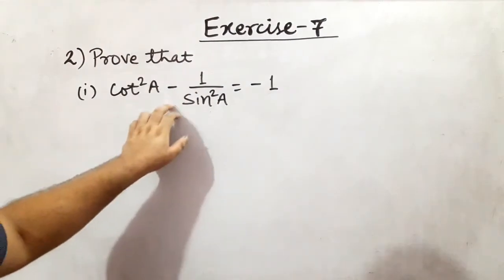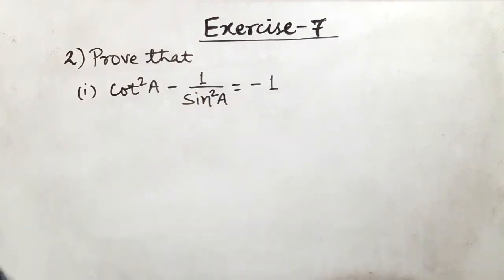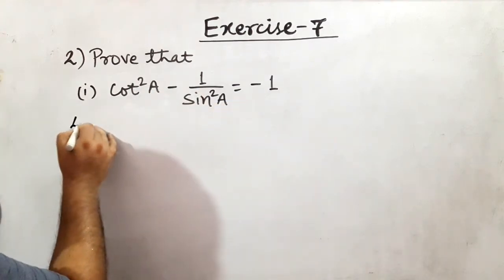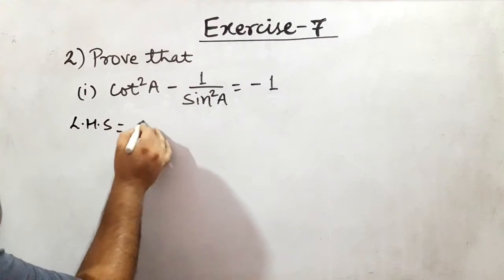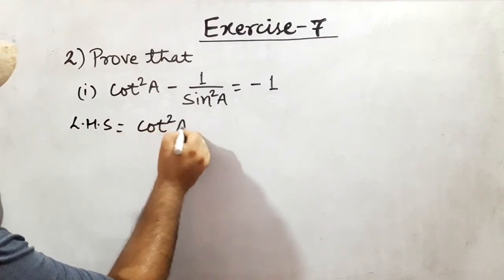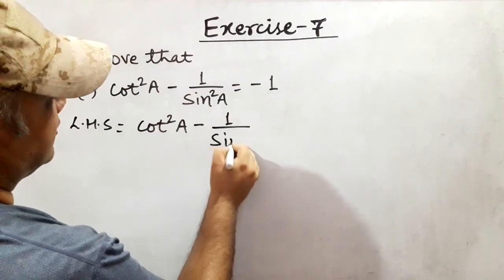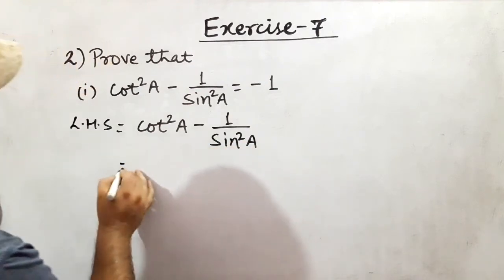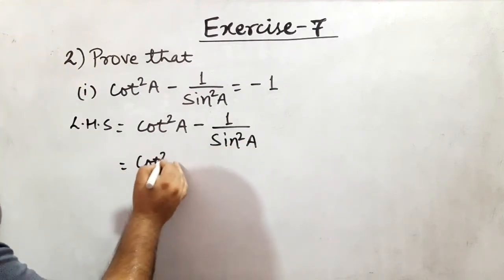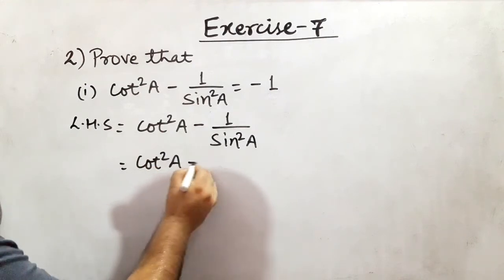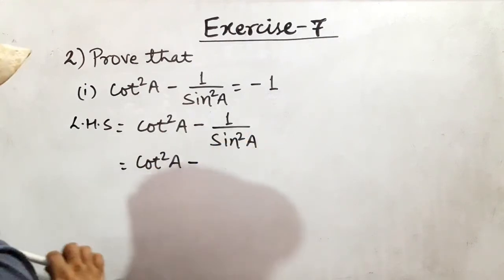Cot square A minus 1 by sin square A equals to minus 1. Let's start from the left hand side. We have cot square A minus 1 by sin square A. Cot square A, let's leave it as it is, minus. What is 1 by sin square A?